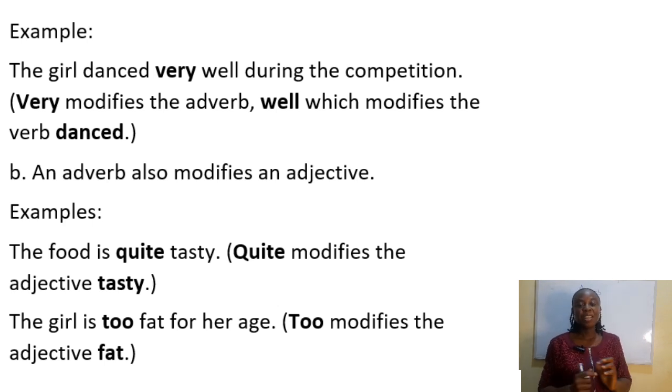Let's take a look at another function the adverb performs. An adverb also modifies an adjective. Examples: the food is quite tasty. Quite modifies the adjective tasty. The girl is too fat for her age. Too modifies the adjective fat. So you can see the three functions of the adverb.